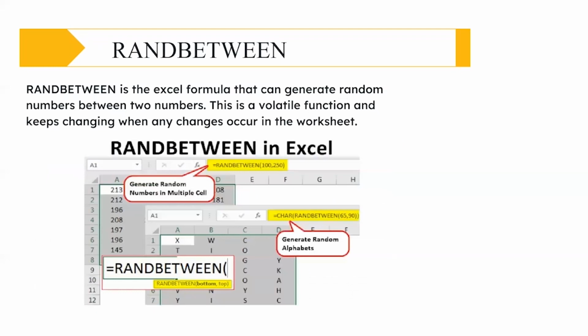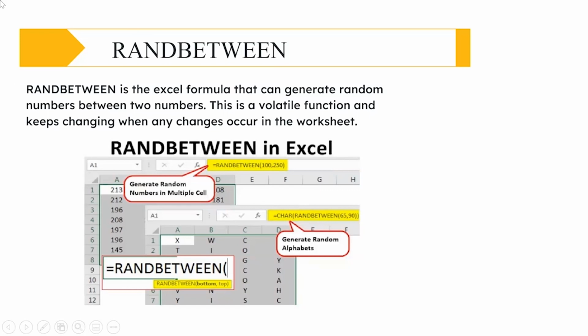Now we have something called RANDBETWEEN. RANDBETWEEN is the Excel formula that can generate random numbers between two numbers. This is a volatile function and keeps changing when any change occurs in the worksheet. So whenever there is a change in the worksheet, like the previous one, it will change. But here, instead of a number between 0 and 1, it can generate any number between the starting and the ending point you tell it. Also, this is not a decimal number generator. This is a whole number generator. Okay, this will generate whole numbers.